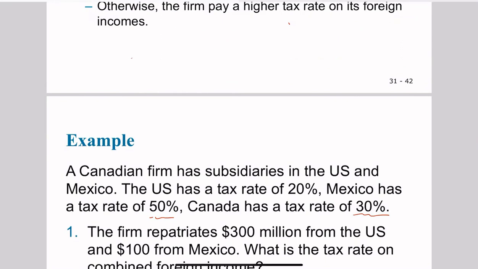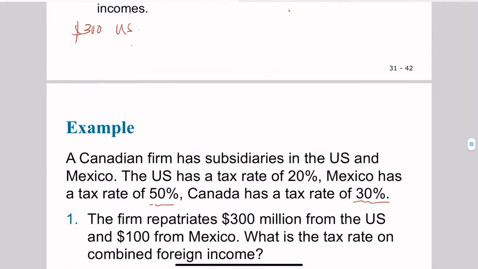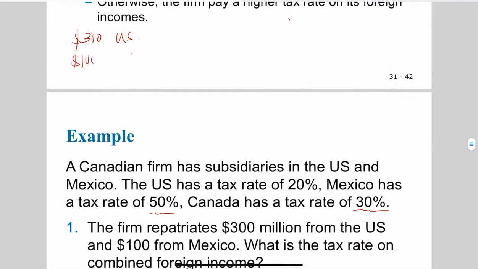Okay, so in the first case, we have $300 million from the US, and then we have $100 million from Mexico. And then we want to think about tax liabilities and tax credits.